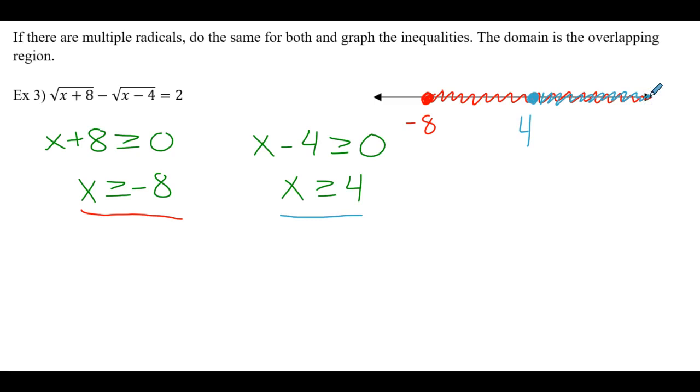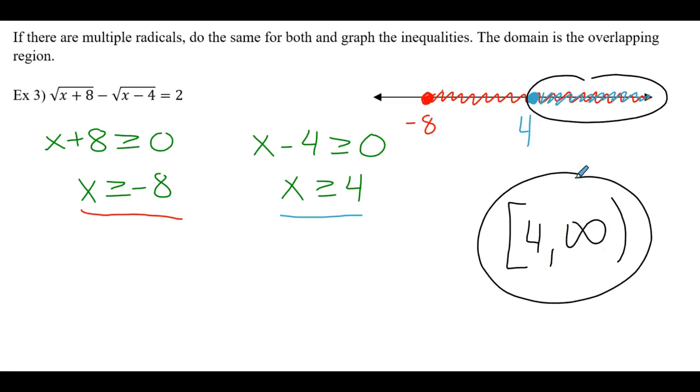So it says the domain is the overlapping region. So in other words, the red numbers work for this one. The blue numbers work for this one. But what section of the number line ensures that both of them are going to work? Yeah, the overlapping region. So really, your answer is just this part right here. So I would use a bracket because it's a solid point, but it's 4 to infinity.